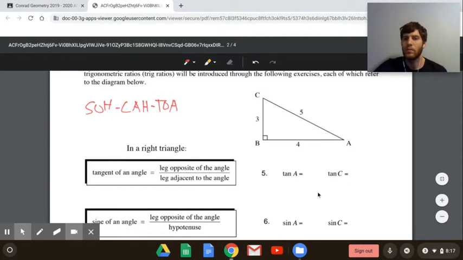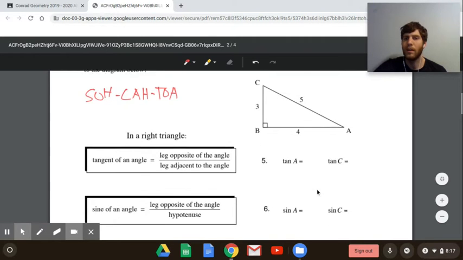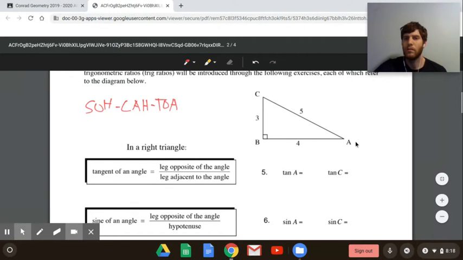So the best way to do this is do the A's first, right? So I would first start by labeling your hypotenuse, the side across from the right angle. Then I would circle the angle in question, so angle A. Across from that is opposite. And then next to that is adjacent.